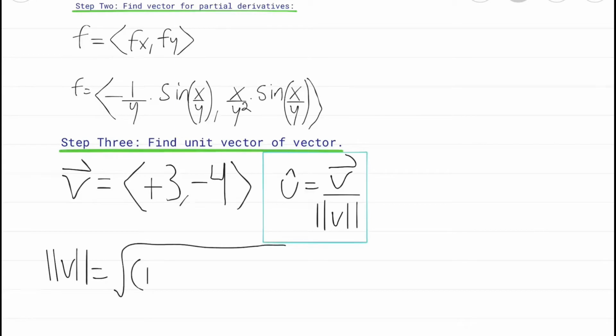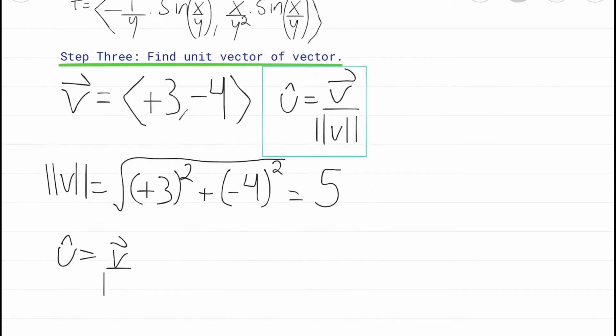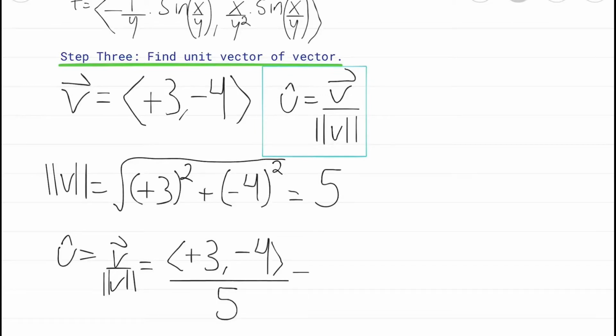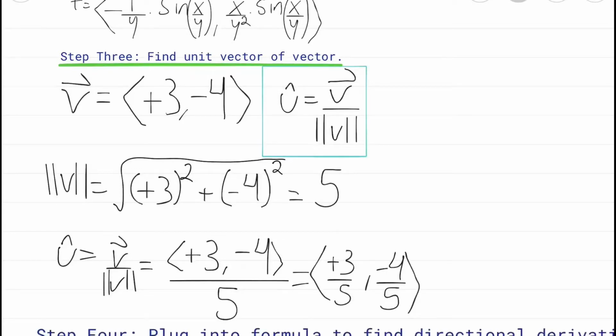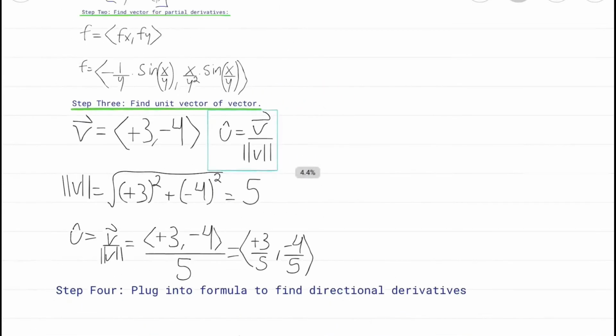So for the magnitude of the vector, we have plus 3 squared plus negative 4 squared. So we know 3 squared is 9, 4 squared is 16, 9 plus 16 is 25, the square root of 25 is just 5. So our unit vector comes out to the vector divided by its magnitude. So we know positive 3, negative 4 over 5. And when we distribute the 1/5, we get plus 3 over 5, minus 4 over 5. That's our unit vector. So that's step 3.